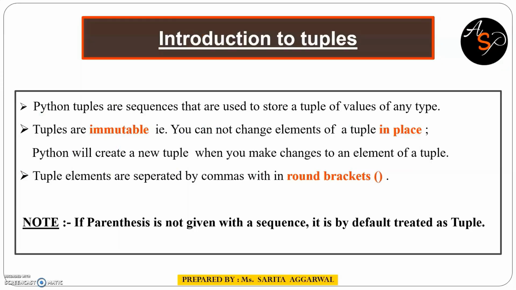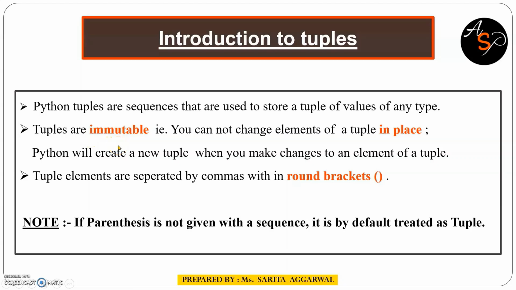First is what are tuples. In Python, tuples are sequences that can be used to store a tuple of values of any type. Any type means we can store a value of integer, a value of floating point, a value of string, a value of list, or even a value of tuple also. Okay, and next is tuples are immutable.